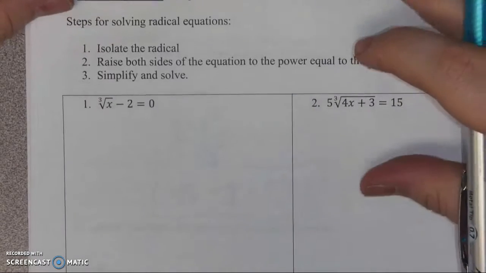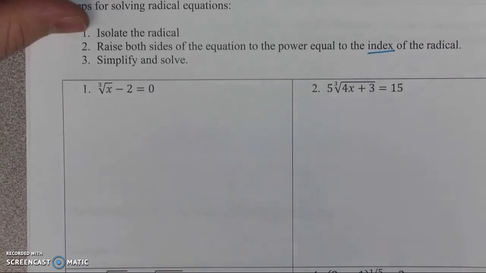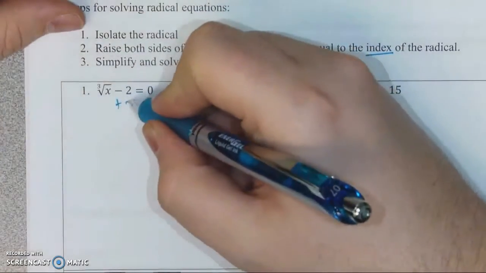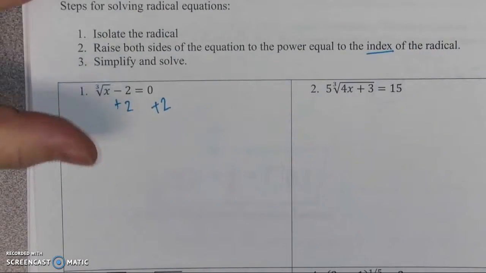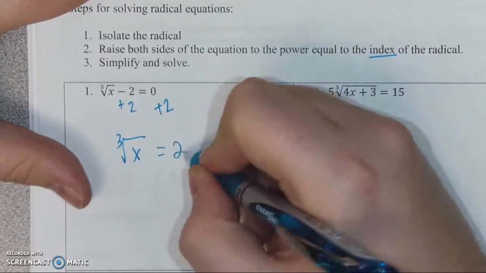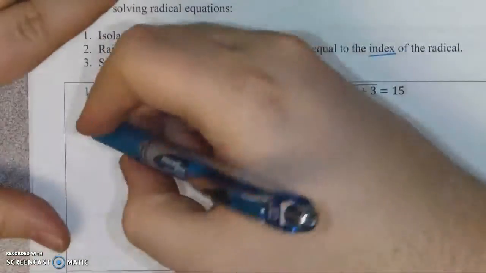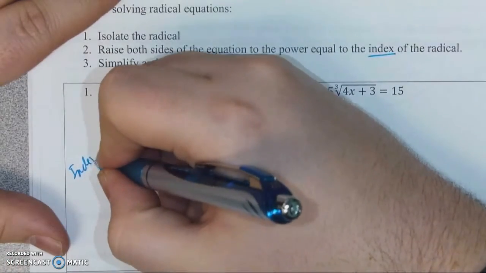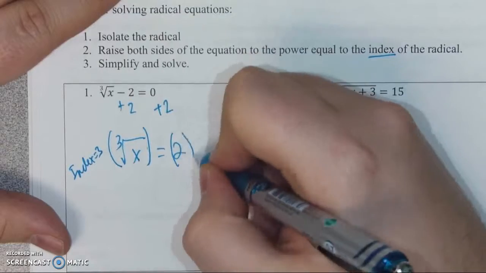So let's look at number 1. It says the cube root of x minus 2. So if I want to solve that, first I'm going to isolate the radical by adding 2 to both sides. So I add 2 to both sides. This is the cube root of x equals 2. So my index here is 3. So I'm going to raise both sides of the equation to the third power.